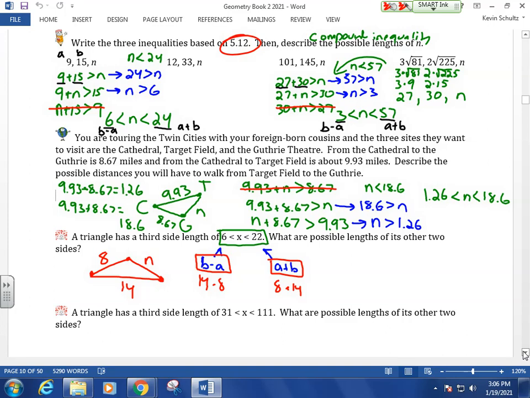Okay, and then the second one: a triangle has a third side length between 31 and 111. Remember, this 31, the low end of this range, came from subtracting the other two known sides. And the high end of this range, the 111, came from adding the two known sides. So what are those two known sides? What two numbers would subtract to give us 31 and then add to give us 111? That will be on your Google quiz as well.